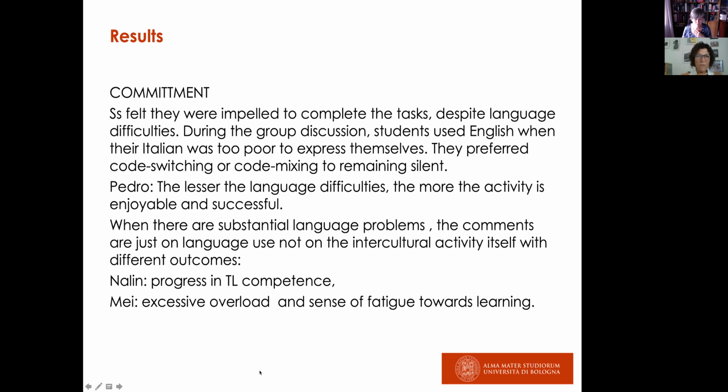In terms of commitment, students felt that they were impelled to complete the task, even if all of them stressed the language difficulties. During the group discussion, they referred that everybody used English when their Italian was too poor to express themselves, and that anyway they preferred code switching or code mixing to remaining silent.